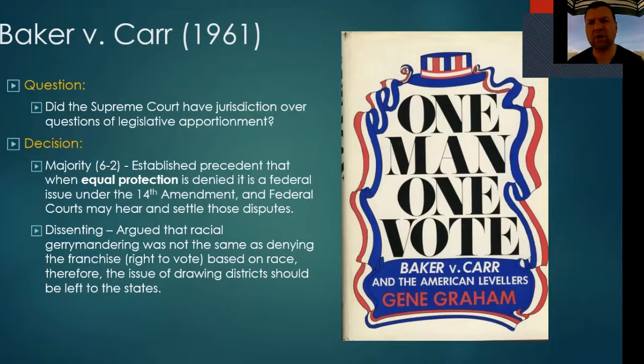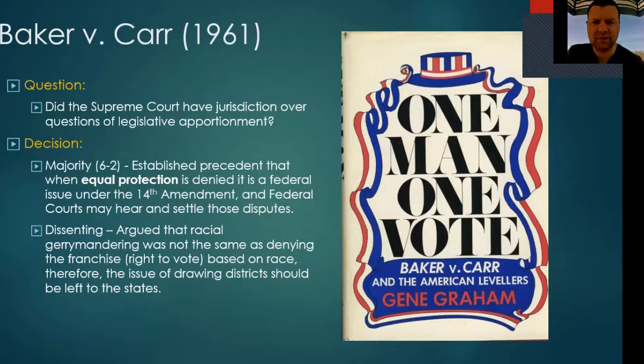So with Baker versus Carr, this established the precedent that yes, the federal courts could, in fact, look at how congressional districts were drawn to make sure that no one's rights were being violated within the drawing of those districts. And especially if districts are drawn based on race, that goes to the heart of the 14th Amendment, the idea of equal protection. Therefore, it did give the federal courts the authority to look at how those districts were drawn.